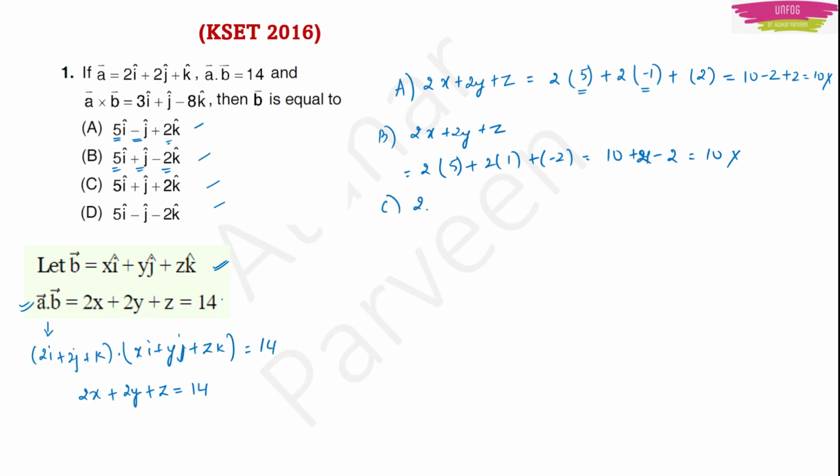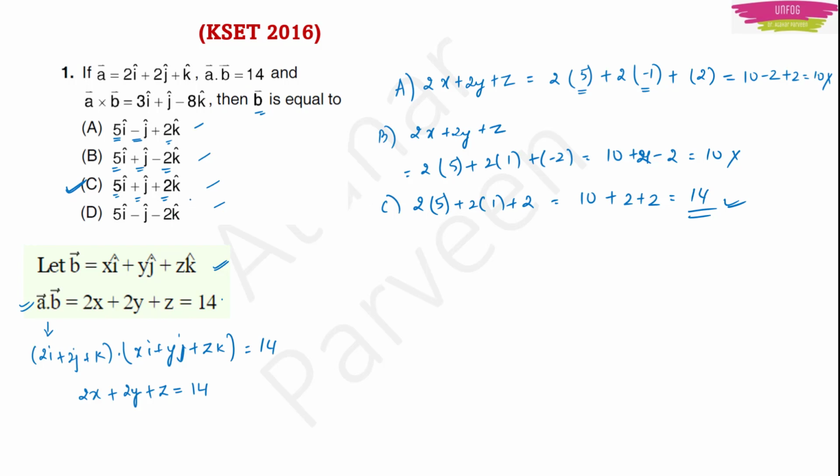Option C again. In C, 5 is x, 1 is y and 2 is z. 2 into 5 plus 2 into 1 plus 2. It will be 10 plus 2 plus 2. Yes, it is 14. So option C is the right answer. Vector B is 5i plus j plus 2k.